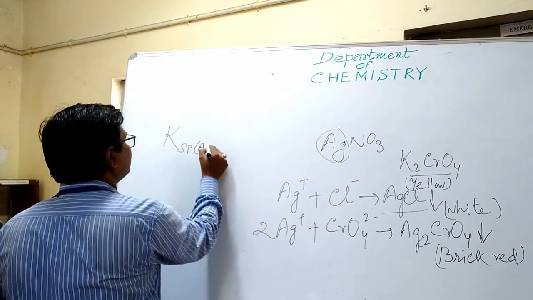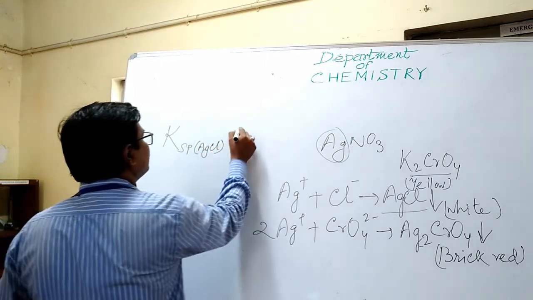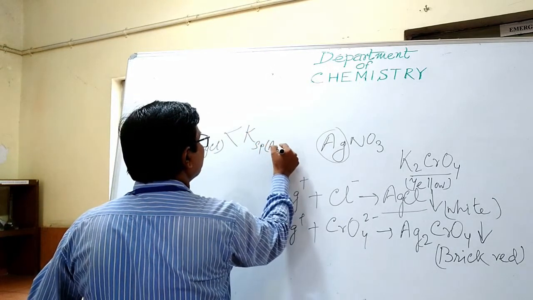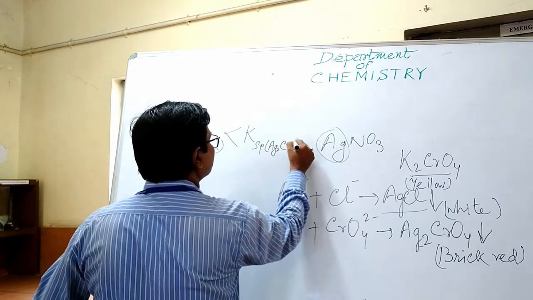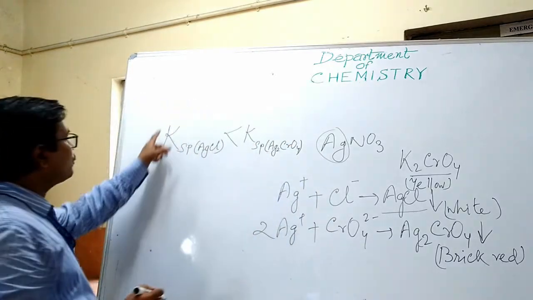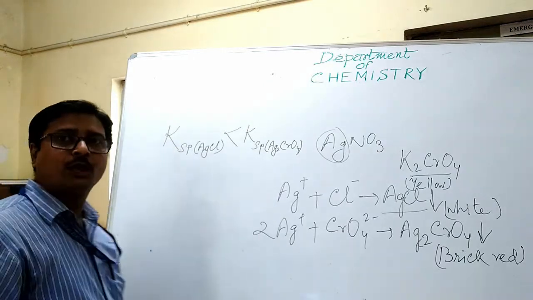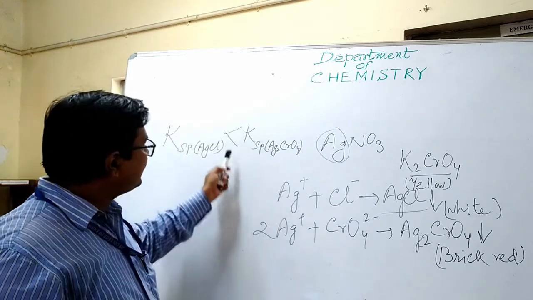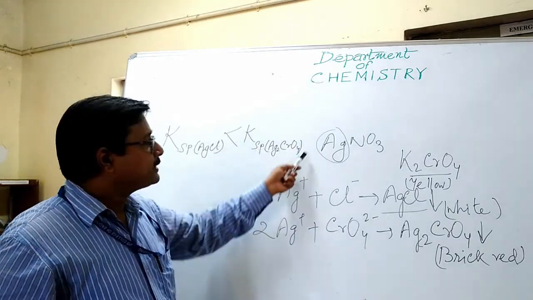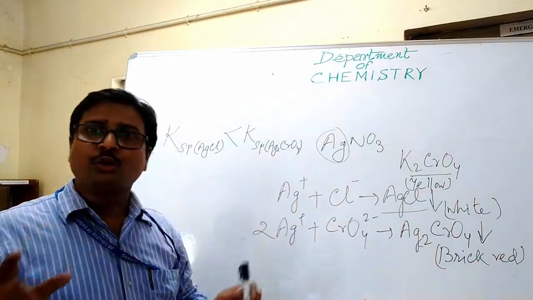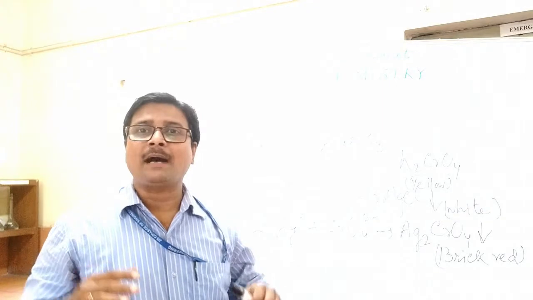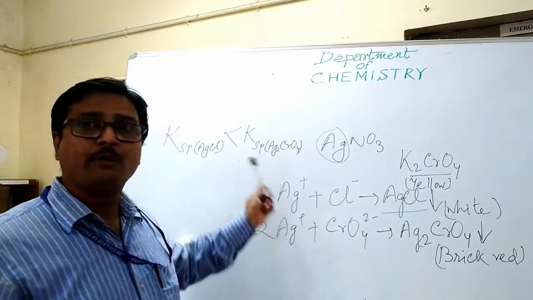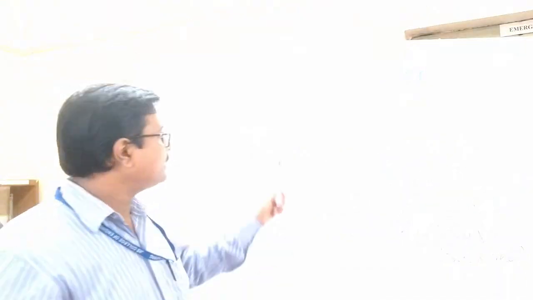KSP of silver chloride is less than KSP of silver chromate. So what is KSP? That is the solubility product. So the solubility product of silver chloride is less than the solubility product of silver chromate. And the one whose solubility product is higher will take much more time to precipitate out. So that's why silver chloride is precipitated out first, and the next one is silver chromate.